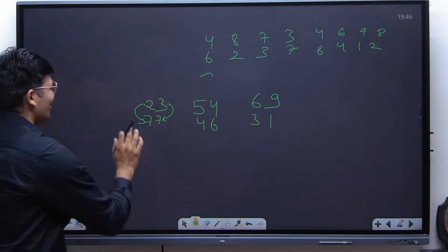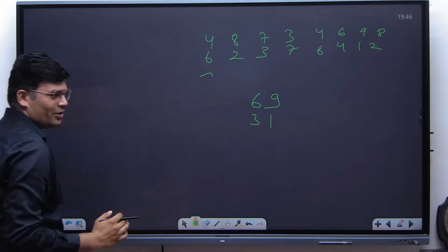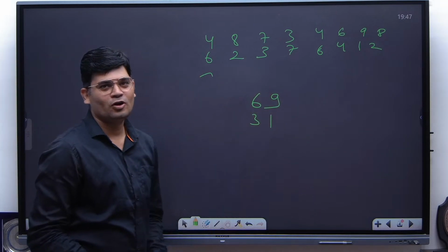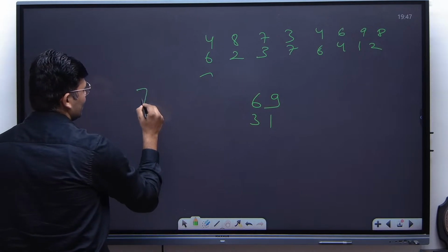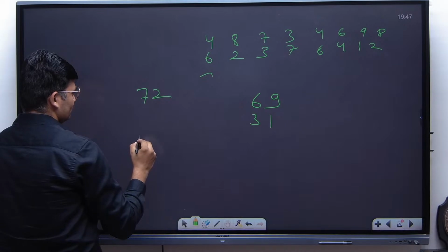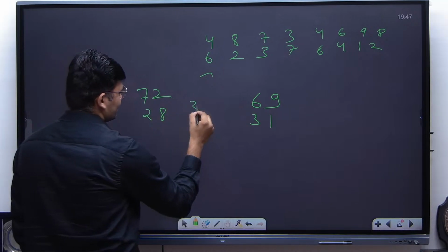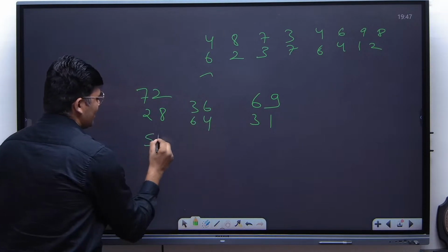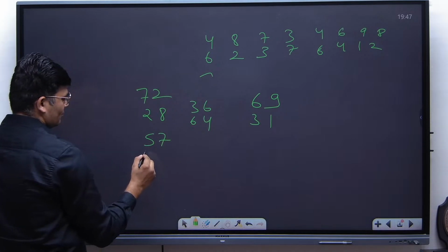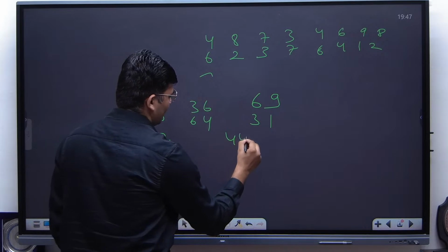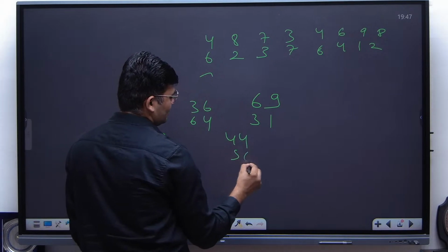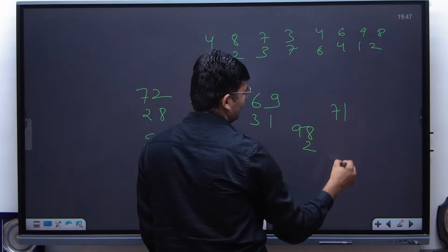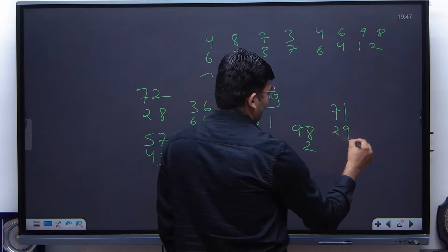Okay. 5 mistakes are allowed. At a stretch, if you can give me 10 correct answers, we will move on to the next step. All right, ready? 72. 28. Wonderful. 36. 64. Wonderful. 57. 43. Very good. 44. 56. 98. 2. 71. 29. Okay. 25.